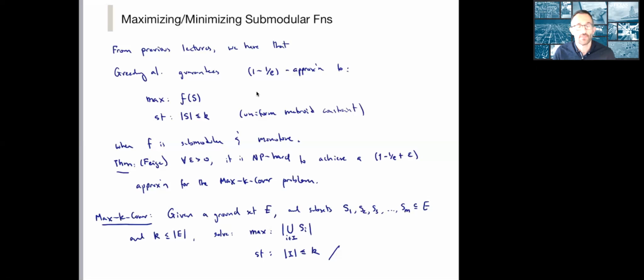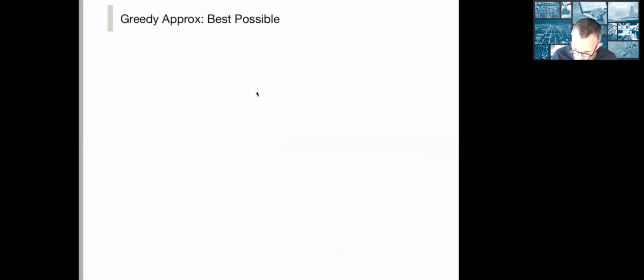So that's maximizing, and of course we can also talk about minimizing and ask, can we minimize submodular functions? Naturally, we may be interested in minimizing submodular functions that don't enjoy monotonicity, since then it might be a little bit easier to minimize them. For example, subject to a constraint like cardinality less than k. Okay, so let's turn to this problem.